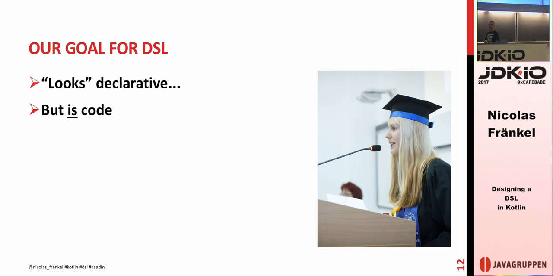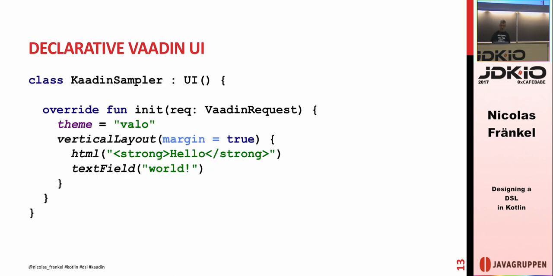I want to do better, but in Kotlin. So I want to create a DSL that looks declarative, like it could be JSON or whatever, but is really code, so I can have loops, I can have whatever I want. So this is something I could create. And this is what our goal will be. I want to create a DSL using Kotlin features to have this result.